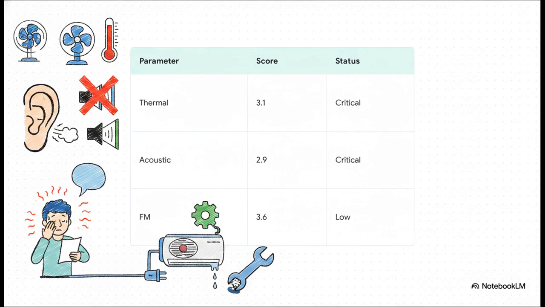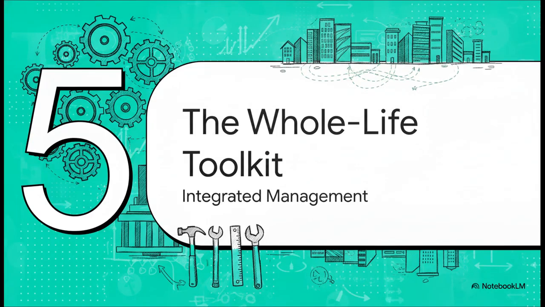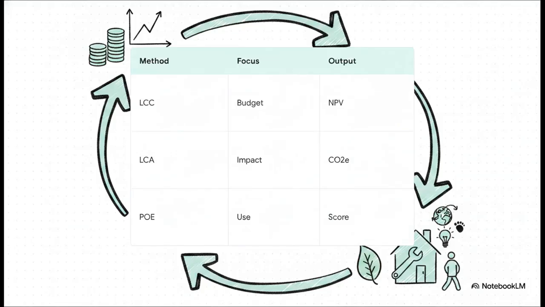And finally, Part 5, the Whole Life Toolkit. Let's see how all of this builds together by uniting these isolated academic concepts into a powerful, integrated toolkit for your careers. These 3 methods are not isolated tools. LCC handles the economics, LCA handles the environment, and POE handles actual use. The real magic happens right here in the feedback loop. POE findings feed actual data directly back into your LCC and LCA models, calibrating them for absolute accuracy on all your future projects.